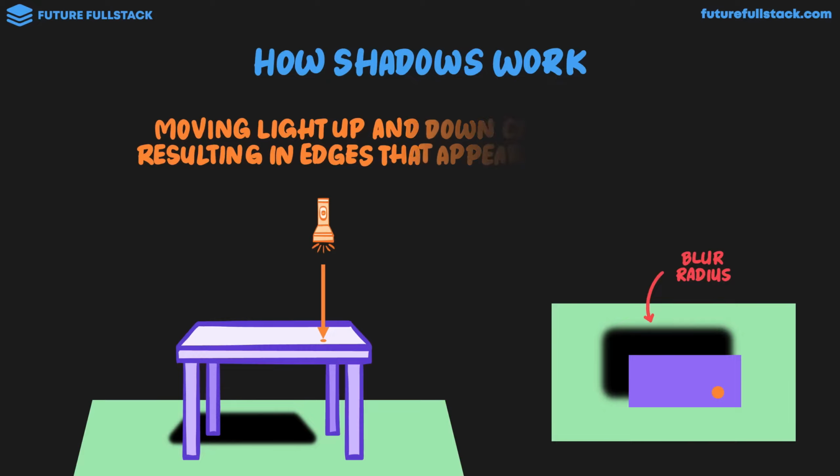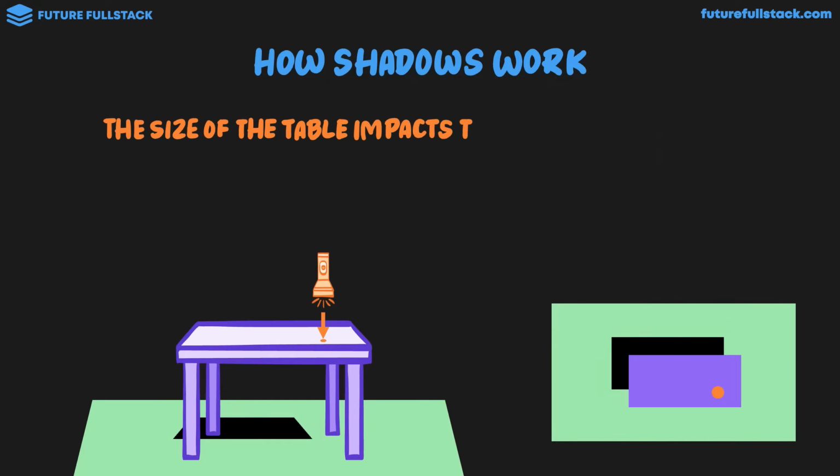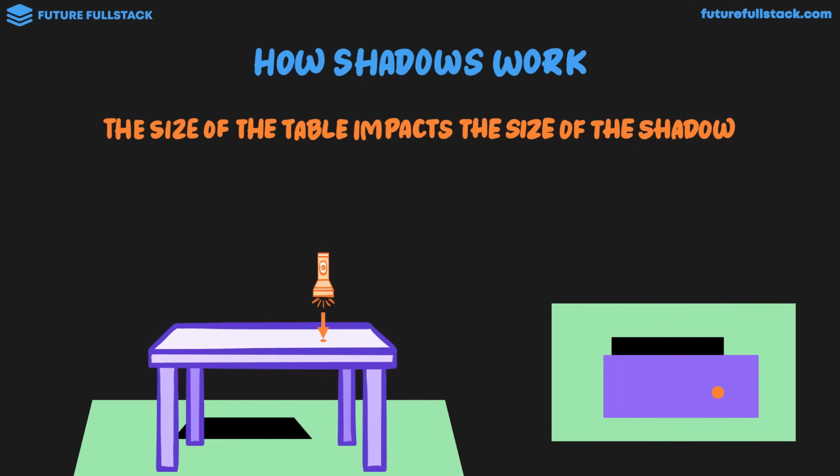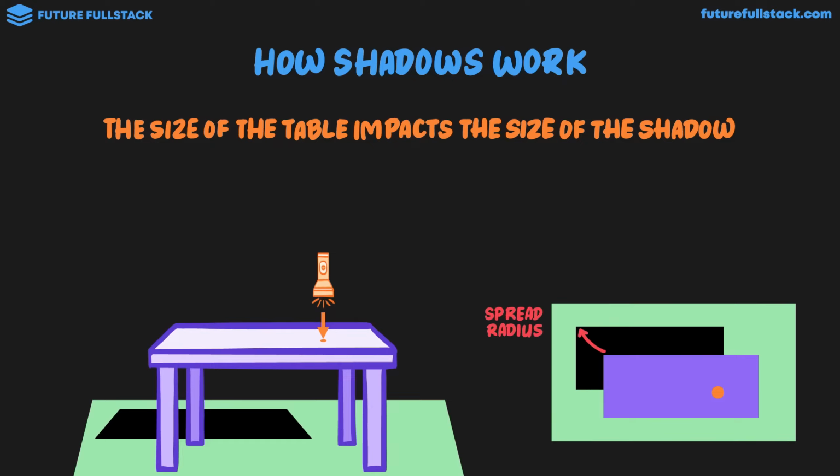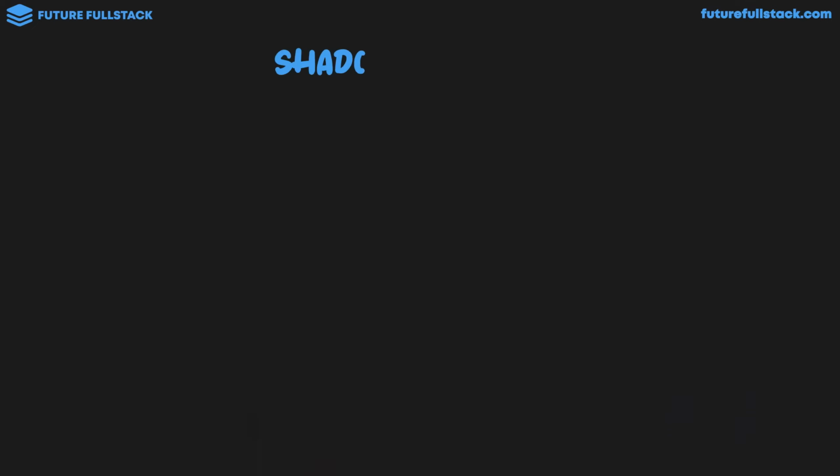Now for the last factor, the size of the table impacts the size of the shadow. So if we increase the size of the table, this in turn would cast a larger shadow. And in CSS terms, we call this the spread radius. So let's now take a look at the shadow property.